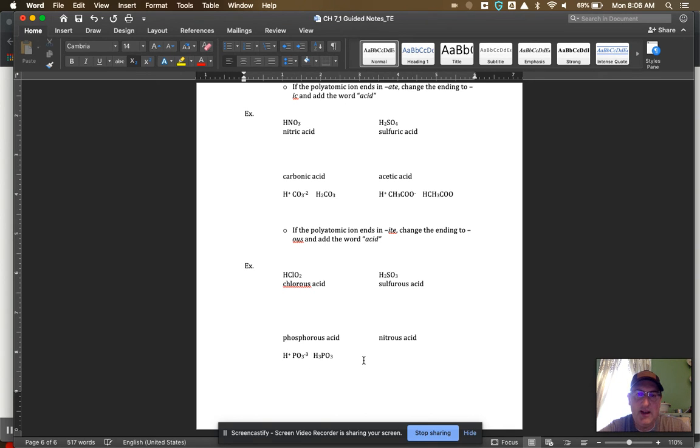And lastly, nitrous acid. Ous goes back to ite, nitrite. We see the word acid, so H plus is our positive ion. Now, nitrite, NO2 minus 1. So plus 1 minus 1, already equal and opposite. Just write it, HNO2.